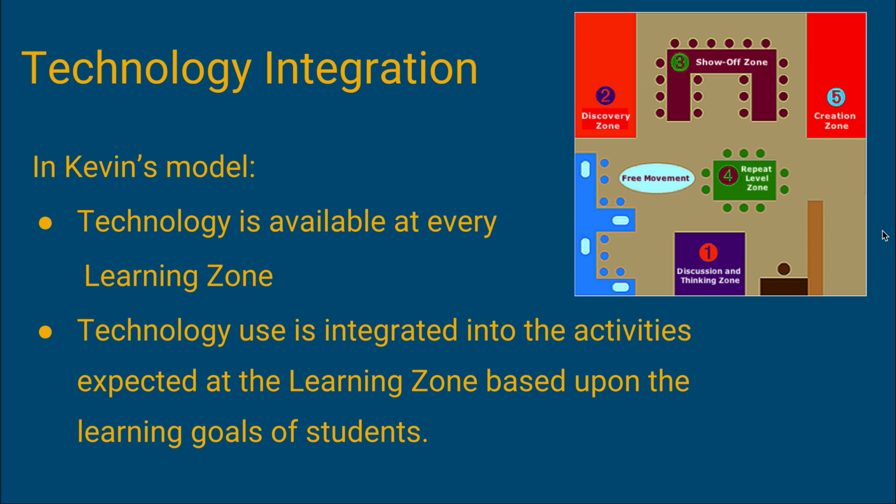So Kevin's model builds upon the flexible classroom model by incorporating technology at every zone based upon the learning goals of each student and classroom activities. Technology is available. It's used to integrate into the activities, and students are using it in the way that it works best for them. So maybe students don't want to use it to write something.